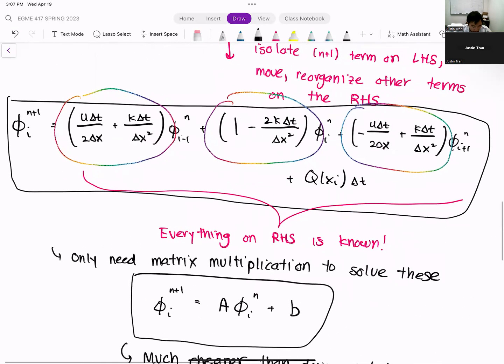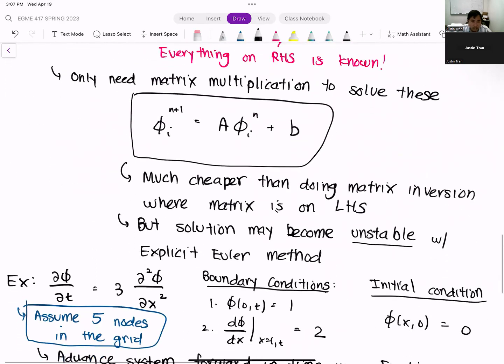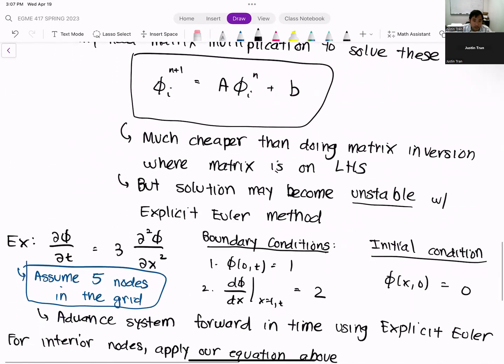Okay, and so for this particular problem, we have a velocity of 0, so u is equal to 0. Delta t I didn't give it to you, and delta x I didn't give it to you either, but we do know k. And so we can plug in for this and get all the coefficients in that expression.